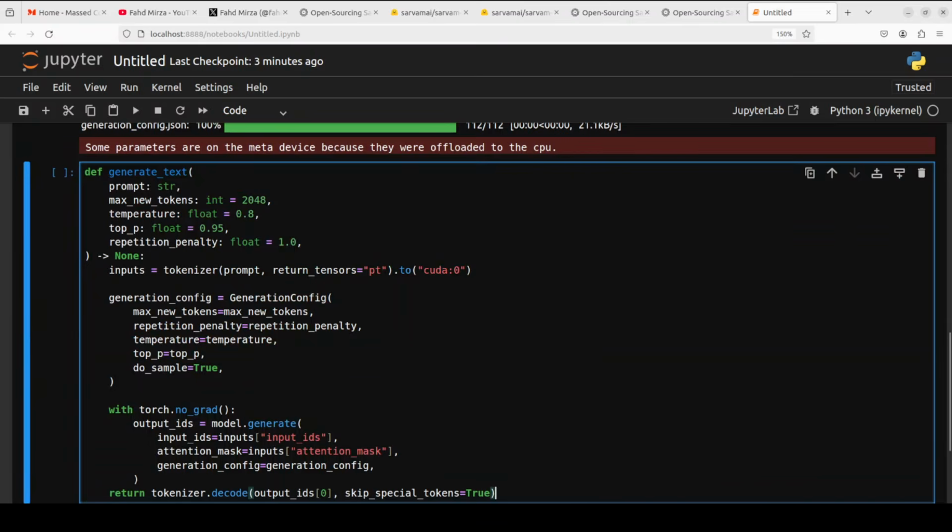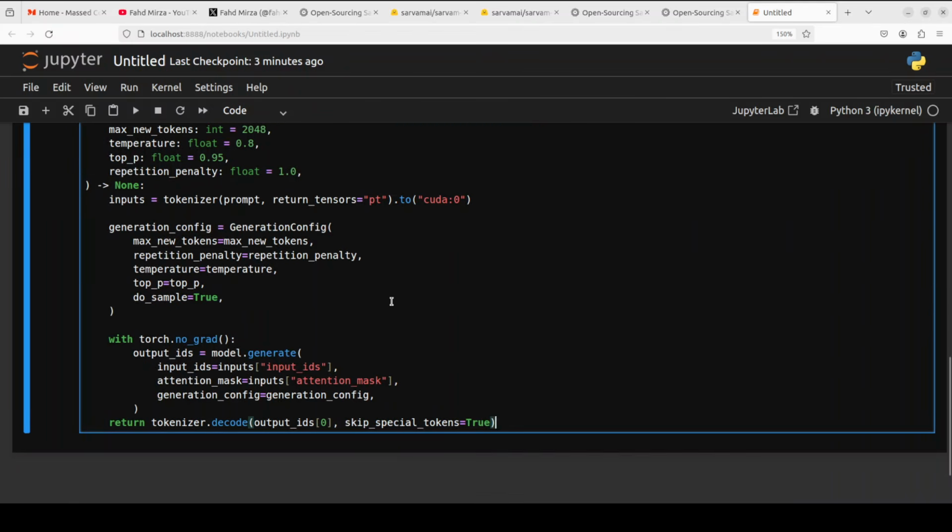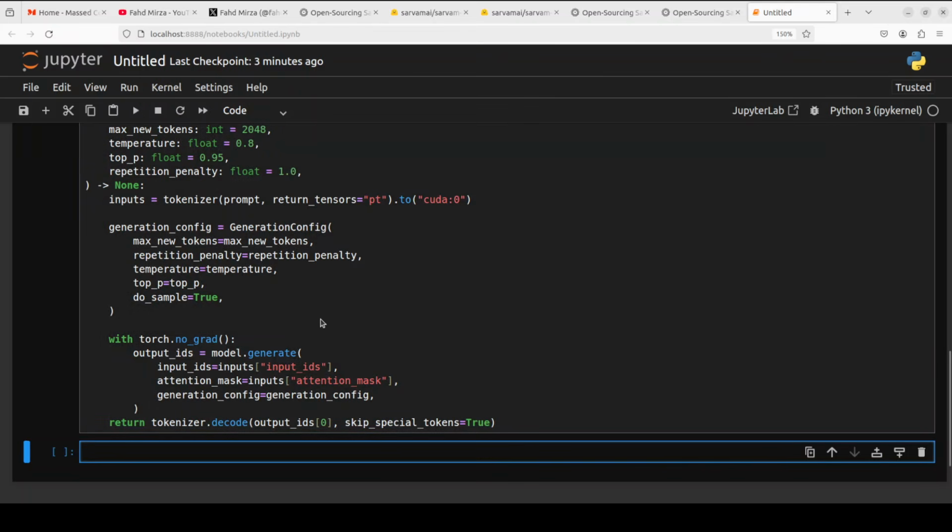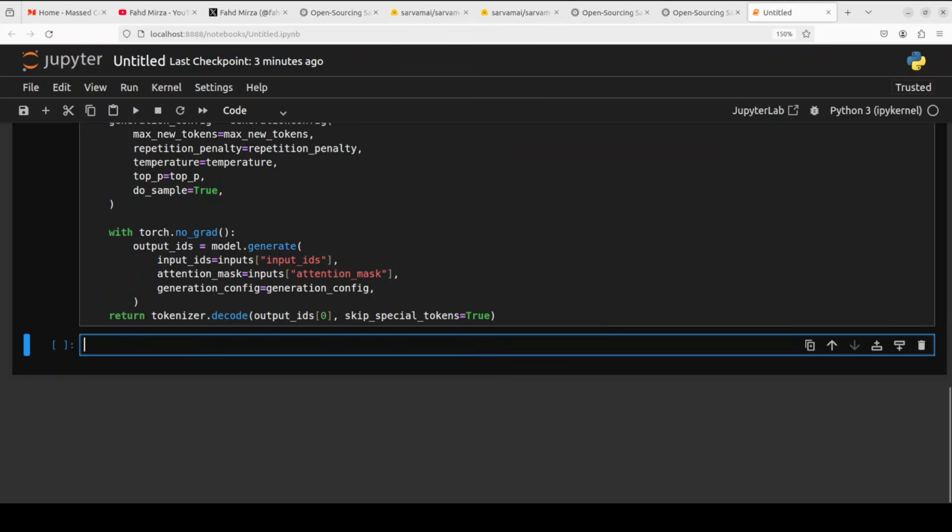For the testing, the good thing is that they have provided this generate text script which primarily just sets up some of the hyperparameters and then some generation config where it passes those parameters to the model with the tokenizer after tokenizing your prompt, and then it gives the tokenizer's decoded results back. So let me just run this to create this. This is done. Let's now do the inference.